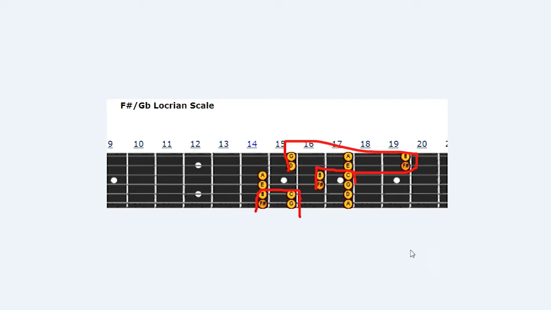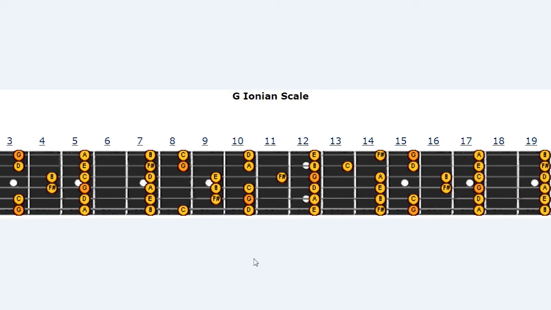Okay, so now let me see if I got this other diagram here. I did stick it in. Okay, so, and that's what she said. No, I'm just kidding.